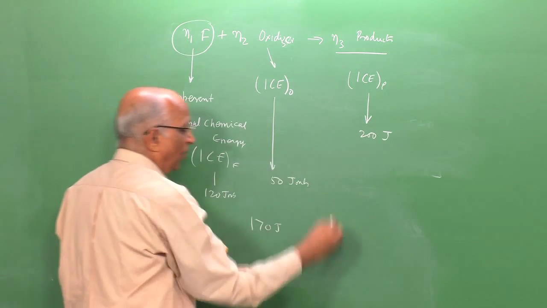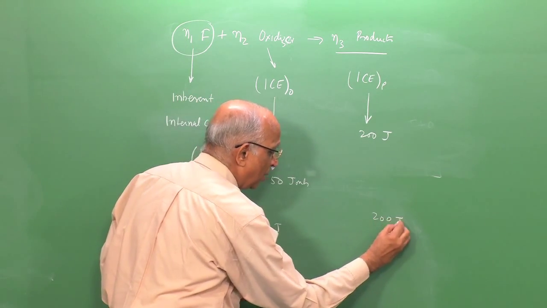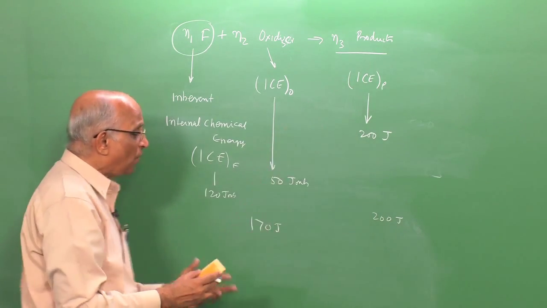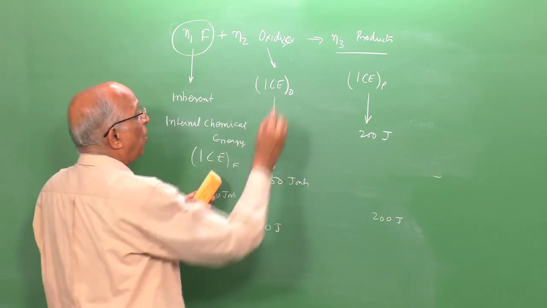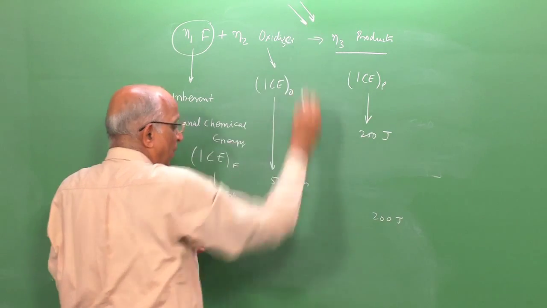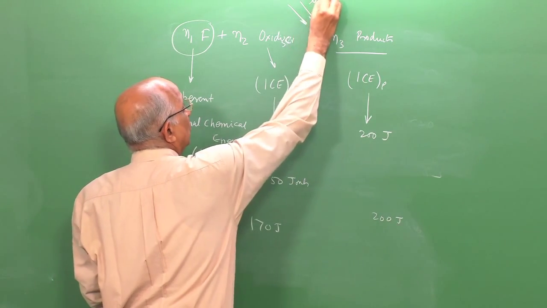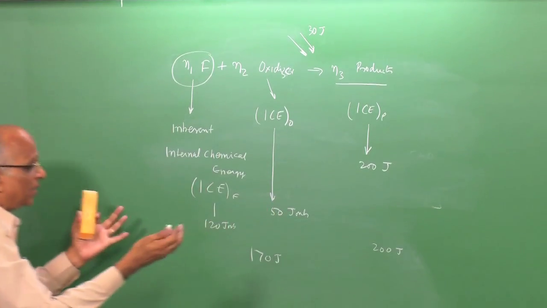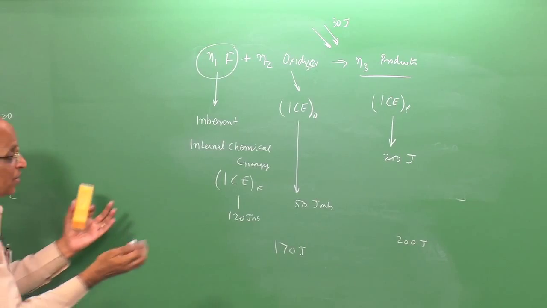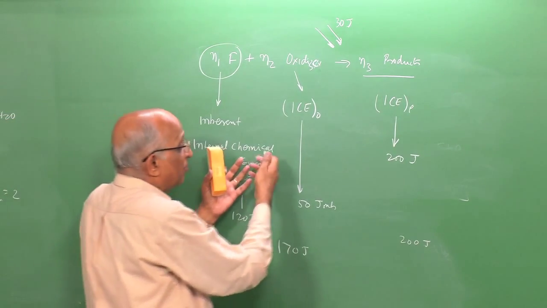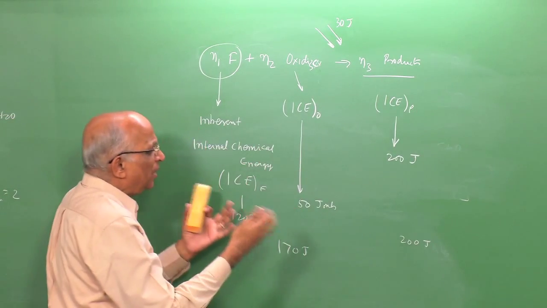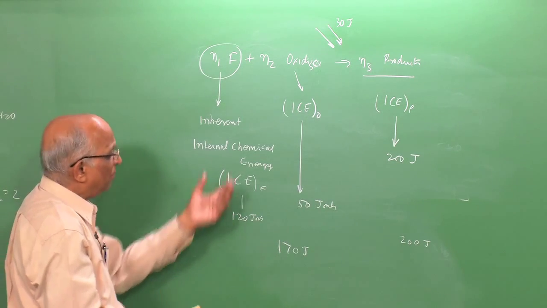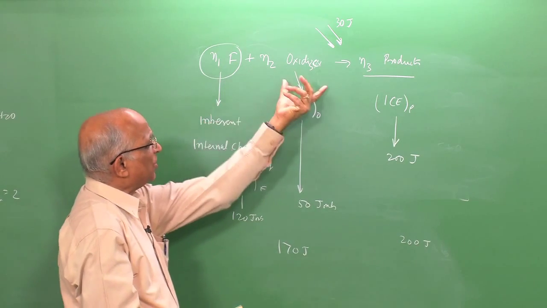In this case, my internal chemical energy is 200 joules, which means energy cannot be liberated. For this reaction to go on, I must supply some energy, equal to 30 joules, because energy is conserved. Energy cannot just be picked up; it is conserved in a chemical reaction, or in the universe. That is the first law of thermodynamics.